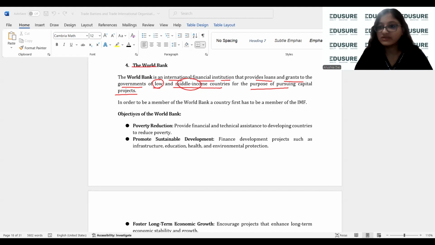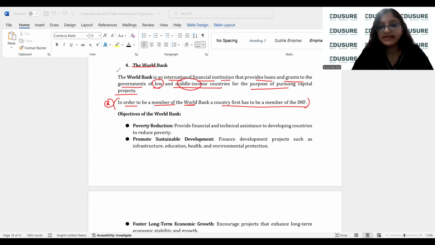Some projects can be infrastructural projects, housing projects, international infrastructural projects. For that, the World Bank will provide loans to the government entities. In order to be a member of the World Bank, a country first needs to be a member of the IMF. So it is the other way around. If you are a member of the IMF, you have to be a member of the World Bank. If you are a member of the World Bank, you have to be a member of the WTO. So if you are a member of one organization, you have to be a member of the other organization as well.